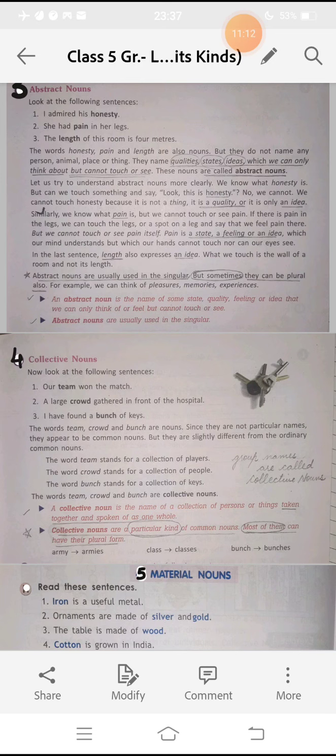Collective nouns are a particular kind of common nouns. I told you the same kind of things should be there when you give a collective name to something, or when you give a group name, the things included in that should be of the same kind, and usually common nouns are included in that. Most of them can have their plural form. See the example, army becomes armies, class becomes classes and bunch becomes bunches when they are changed into their plural form.